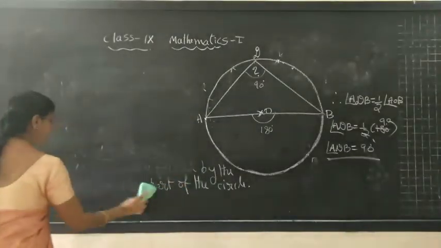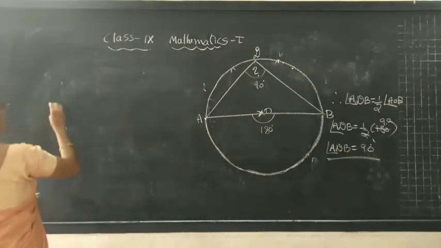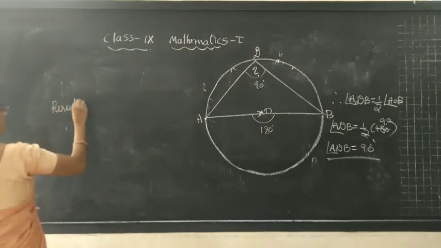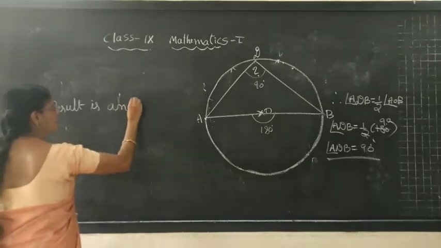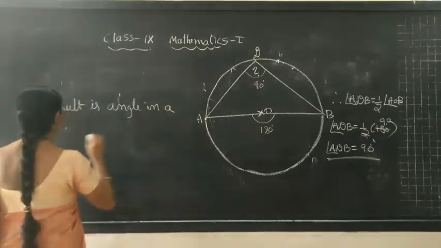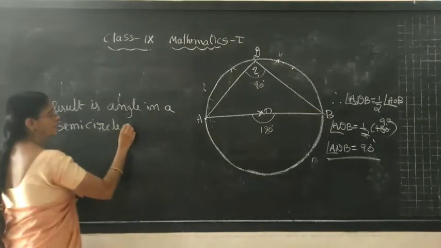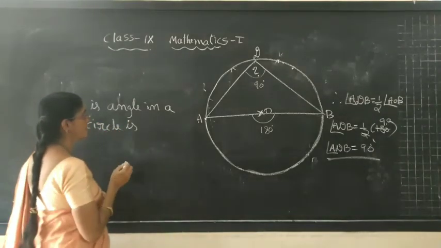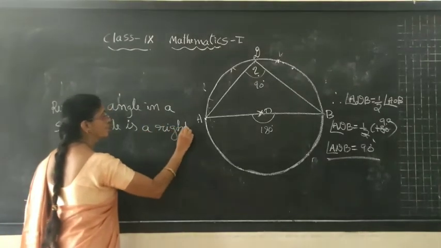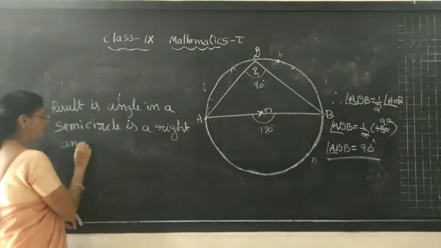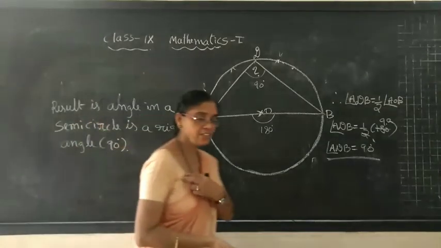So, write down the result. What is the result we obtained? The result is: angle in a semicircle is a right angle. Right angle means 90 degrees. So, this is the result we obtained.